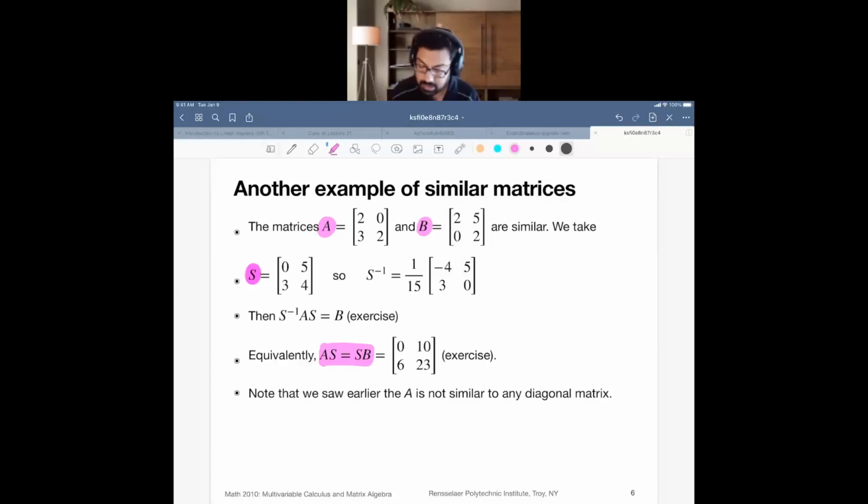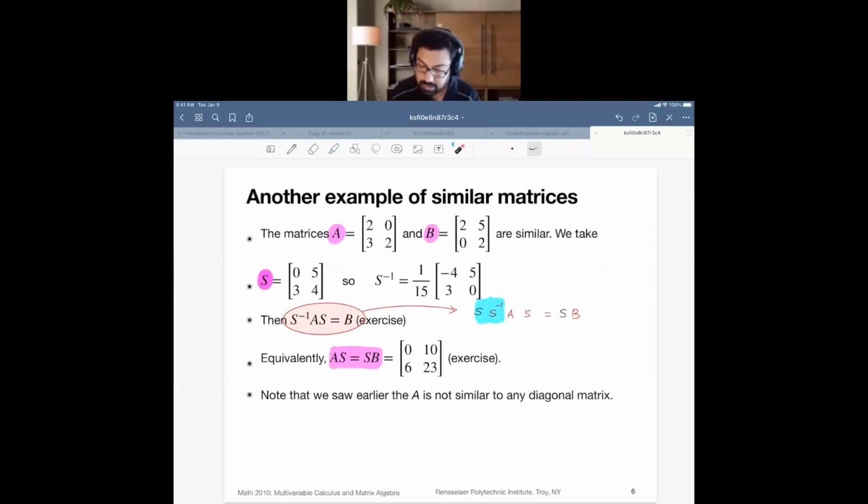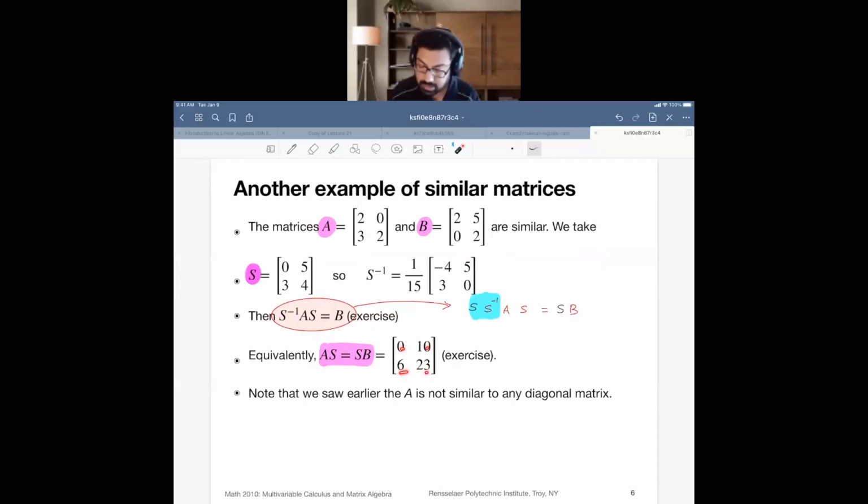And we can look at it. So if I have S inverse here, A here, S here equals B, I can multiply with S on both sides. So I've got S here and I've got S here. And then this gives me an identity here. So that can go away. So all you're left with is AS equals SB. So the product of AS will give you a squared matrix here, 0, 10, 6, 23. And if you did SB, it'll also give you the exact same matrix. So if you prove this, you are equivalently proving that, which means that the claim over here is in fact true. A and B are similar matrices.